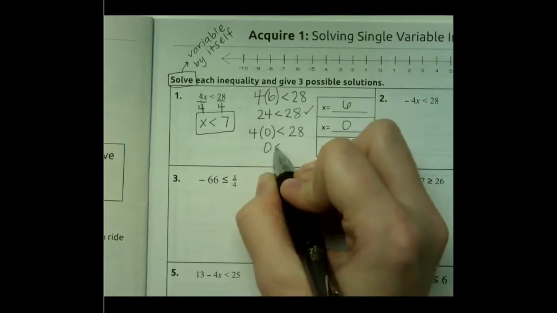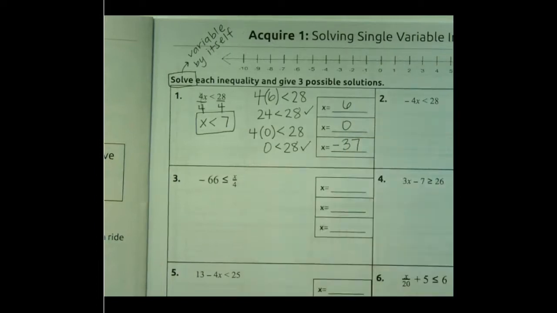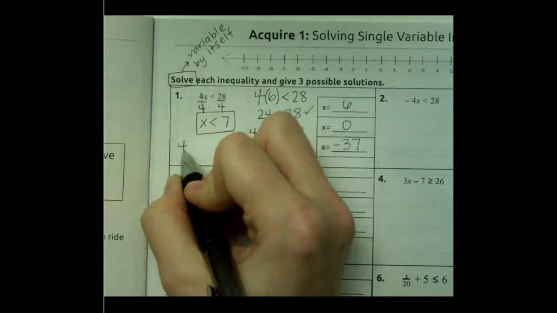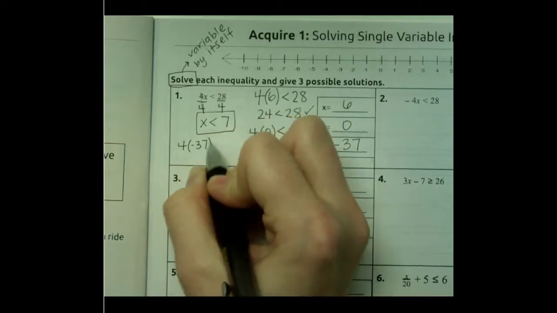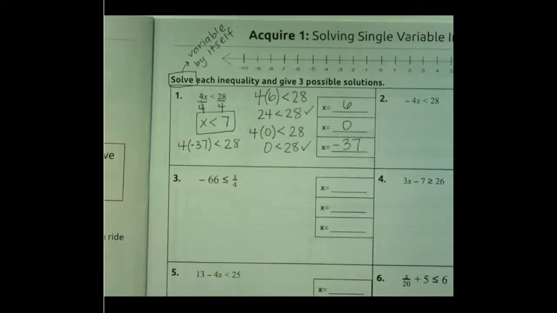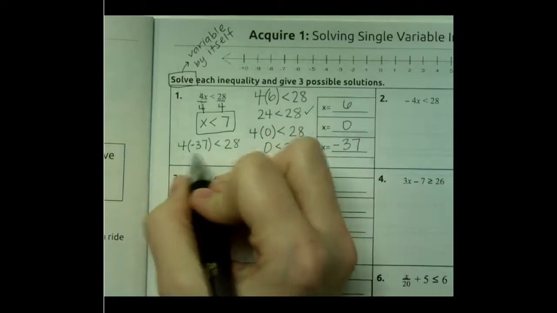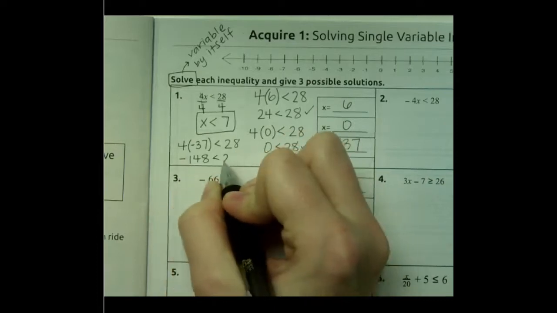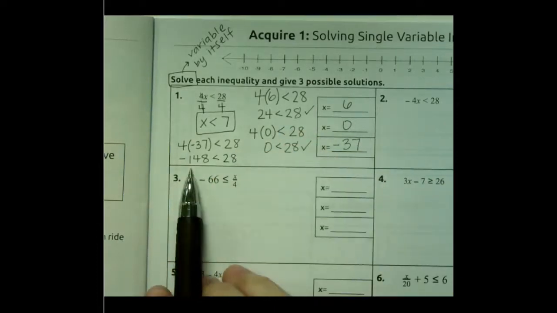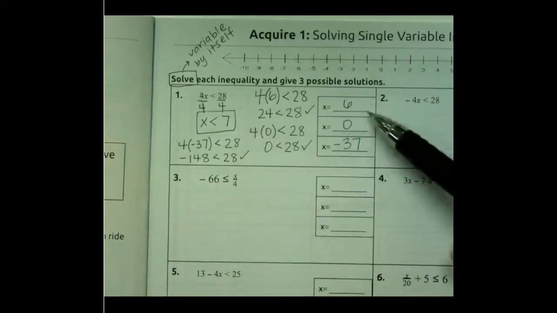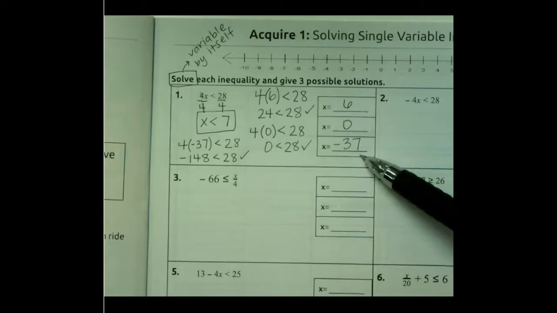4 times 0 is 0. 0 is less than 28. Check. This last one, 4 times negative 37 is less than 28. Use your calculator, figure out what 4 times 37 is, or negative 37. It's going to be negative 148 is less than 28. Is that true? A negative number is less than a positive number? Yep. All of our options work.